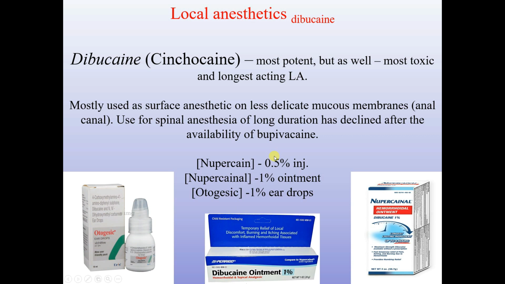Next one is dibucaine. Dibucaine or quinisocaine. Most potent, but as well most toxic and longest acting local anesthetic. Mostly used as surface anesthetic on less delicate mucous membranes, anal canal for example. Use for spinal anesthesia of long duration has declined after the availability of bupivacaine. And here you can see some drug forms, which are injection, ointments and eardrops, and also their pictures.